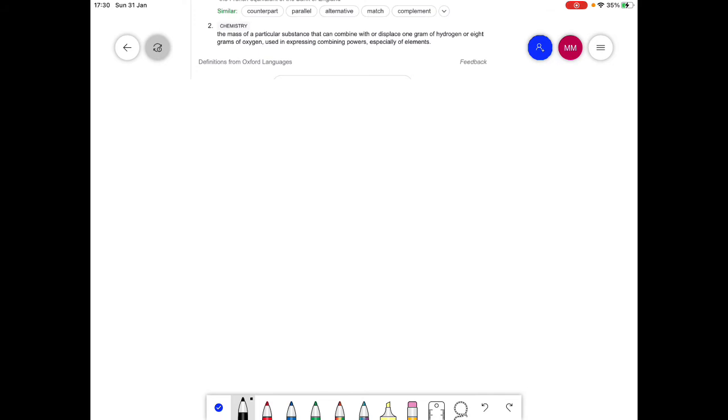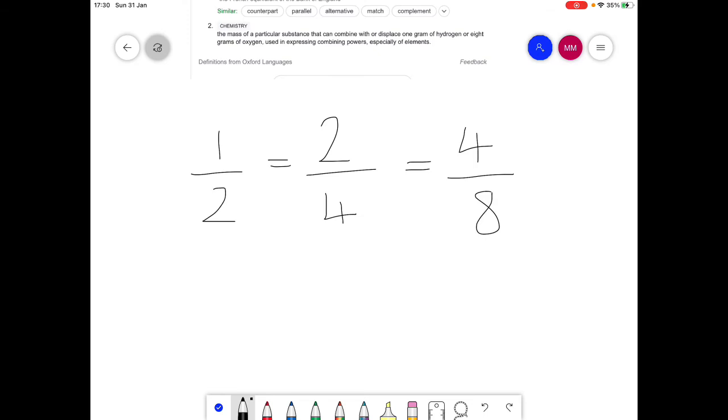So I'll use one of the fractions that we just looked at, 1 half. And we saw in the fraction wall there that 2 quarters was equal to 1 half. And we also saw that 4/8 was equal to 1 half. So like I say, sometimes we don't have the fraction wall available to us, so we have to be able to use our multiplication skills to find equivalent fractions.